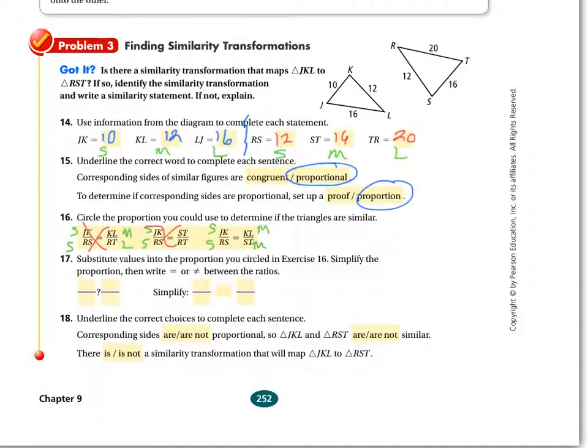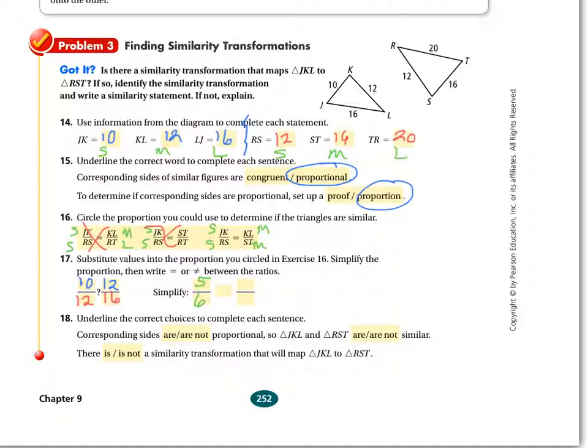So JK is 10. Actually, I think I'll use the same color as I have up there. So JK is 10. And RS is 12. KL is 12. And ST is 16. So what number goes into both 10 and 12? 2. And so 2 goes into 10 5 times, and 2 goes into 12 6 times.